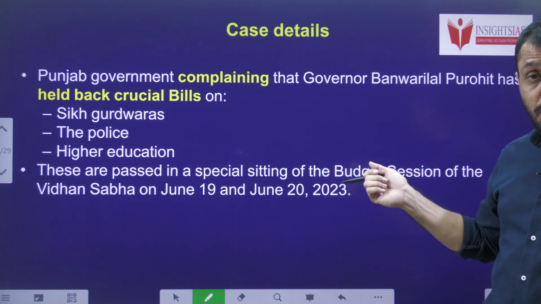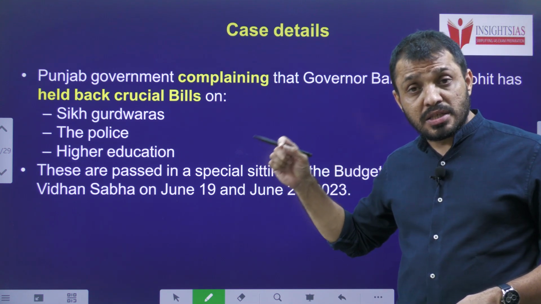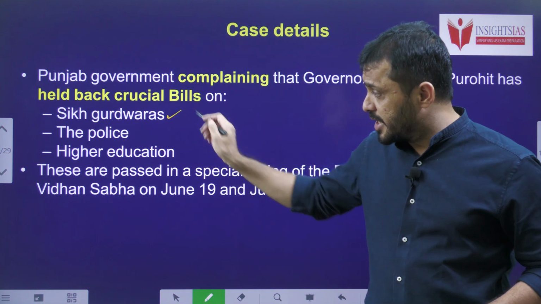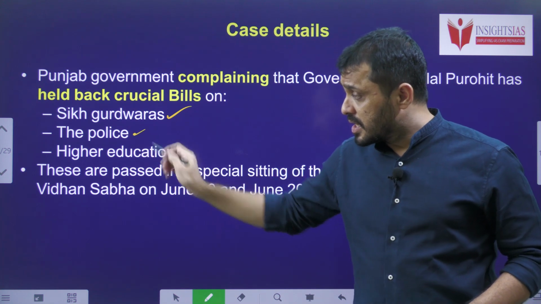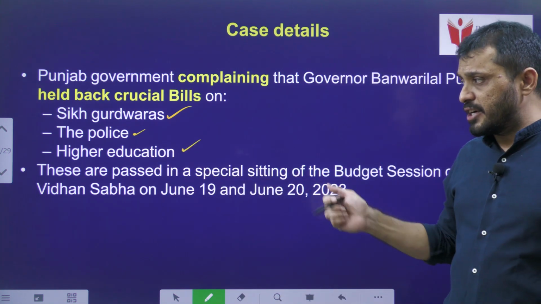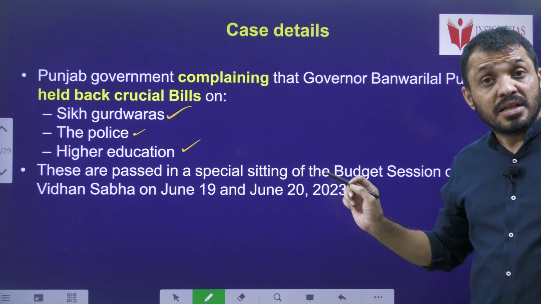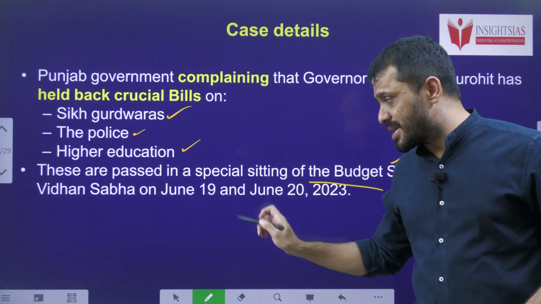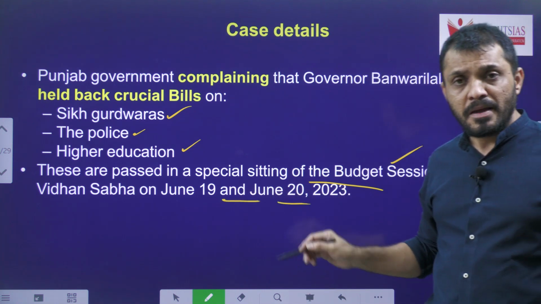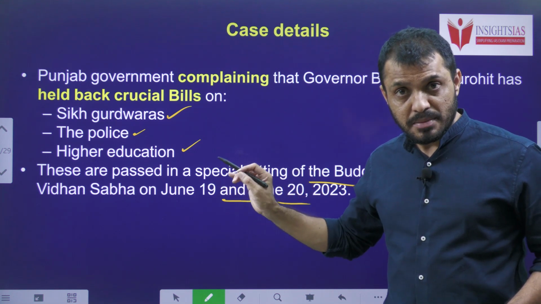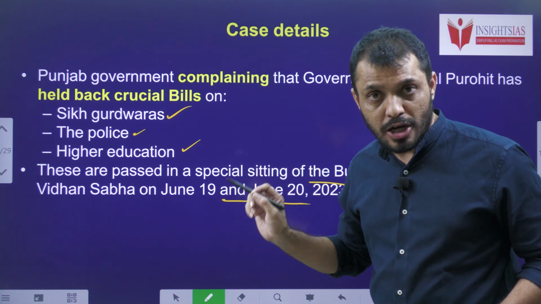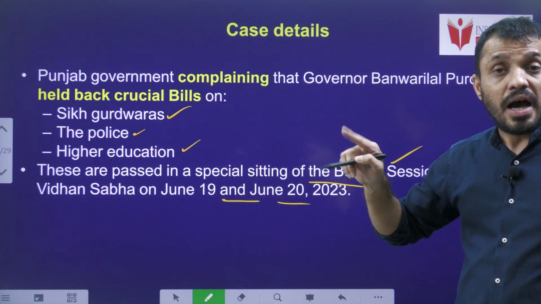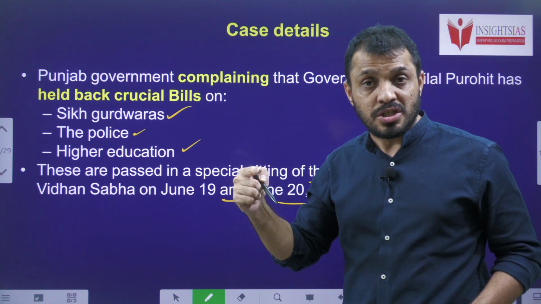Now, the Punjab government is complaining that these bills pending in the governor's office are very crucial in nature, such as those related to Sikh Gurudwaras, police, and higher education as well. Like I said earlier, these bills were passed in the special sitting of the budget session of the Punjab Assembly on 19th and 20th January. The governor is not ready to accept this particular sitting. The governor claims that this is unconstitutional in nature because it is not a fresh session, it was continuing the last session, and the presiding officer cannot continue one session perpetually.